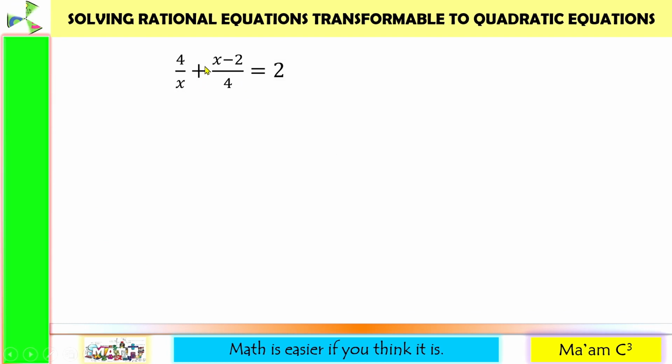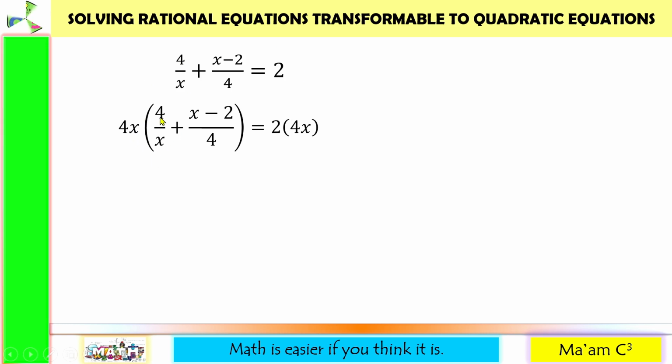Our denominators are one variable and one constant. As mentioned earlier, we simply have to multiply them. So our LCD is 4x. We're going to multiply both sides of the equation by 4x. Let us distribute 4x to the first term. x and x will cancel out.